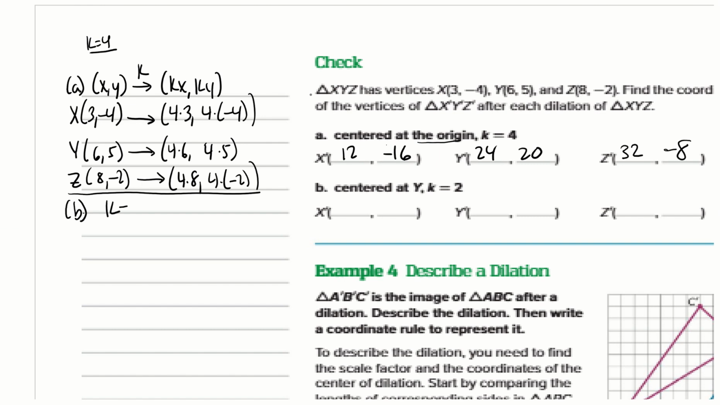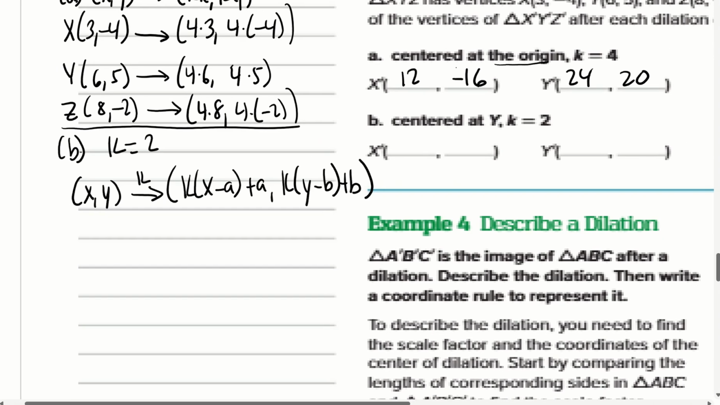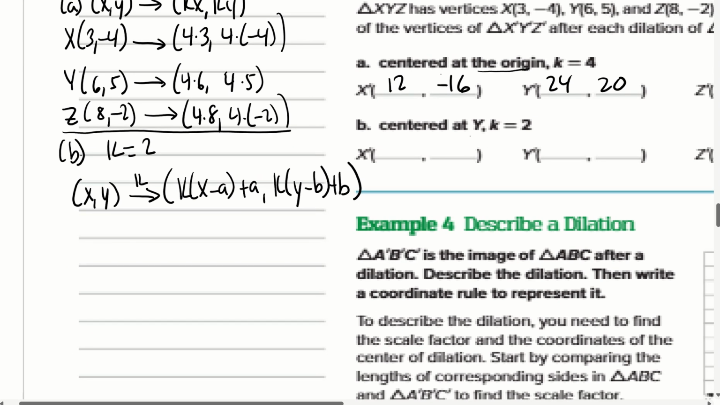So here k is equal to 2. Now remember the formula: x, y maps to k times (x minus a) plus a, k times (y minus b) plus b. Okay, so there's our formula. And here our center of dilation is Y. So the coordinates of Y are 6, 5. And so this is going to be my A. This is going to be my B.